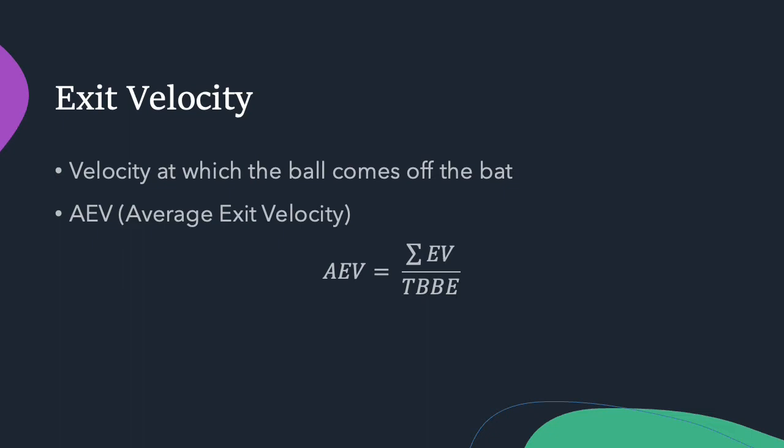First, we will begin with exit velocity, which can be defined as the velocity at which the ball comes off the bat. As exit velocity varies from plate appearance to plate appearance, it is useful to take a look at the average exit velocity of a hitter to get a feel for how hard a hitter is hitting the ball on average when he steps up to the plate. Average exit velocity, or AEV, can be defined as the sum of all the exit velocities for that hitter divided by the total batted ball events, which includes every ball that is put in play, excluding things like foul balls for obvious purposes.